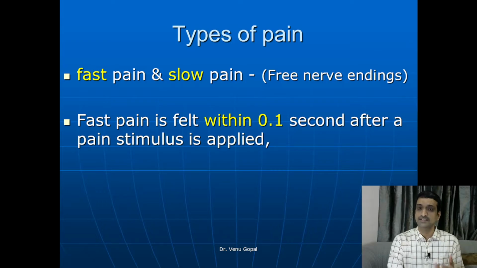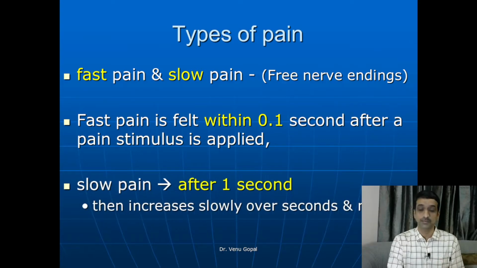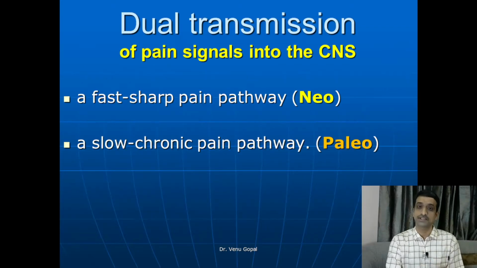Ultimately, the receptor is nothing specialized. It is free nerve ending. Fast pain starts within 0.1 second after the painful stimulus. When compared to that, slow pain starts after 1 second and it can increase after 1 second, or over a few seconds to minutes.